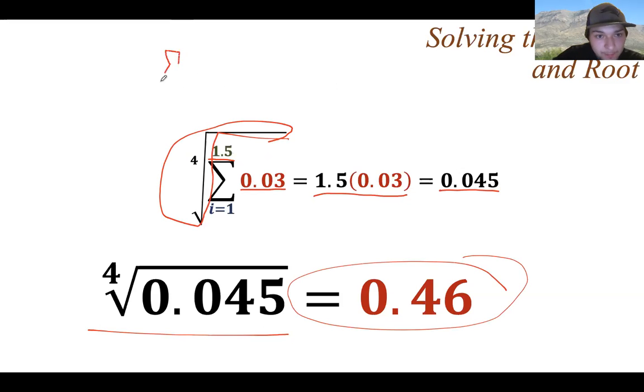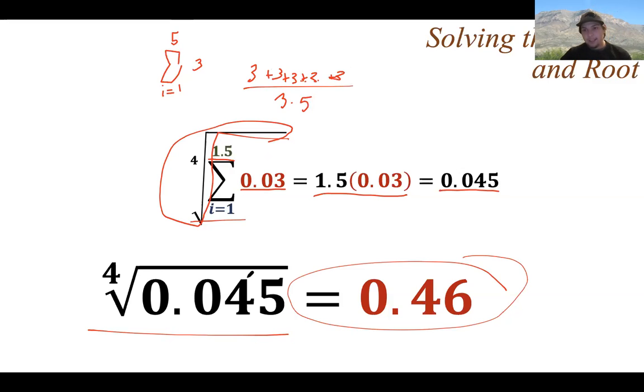And here's a little more on sigmas. If you have a sigma of i equals 1 to 5 of 3, you're just adding 3 five times: 3 plus 3 plus 3 plus 3 plus 3. That's the same thing as 3 times 5. That's why this works. And then when you do the fourth root, you put that into your calculator, because why deal with it in your head? It's just a mess. So this is what you should come up with. That's our final answer.